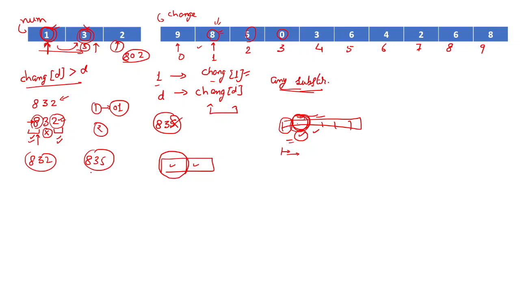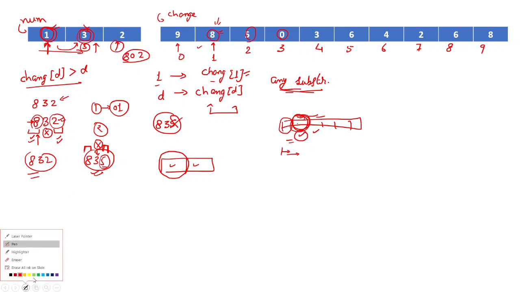I hope you have understood why this 835 is not possible, because we need to change only one substring, and if we change 5 also, then we have changed two substrings. The first is this and the second is this, because 3 we haven't changed, and hence the break is coming and two substrings are forming. That is why we won't be changing this 5. So the maximum number that we are getting is 832.